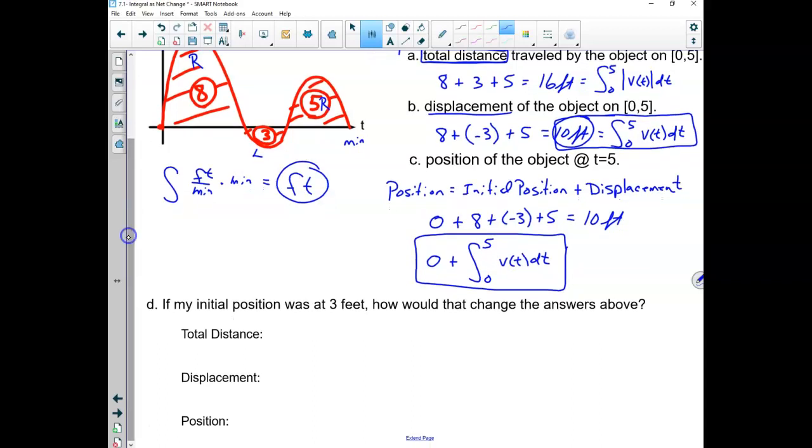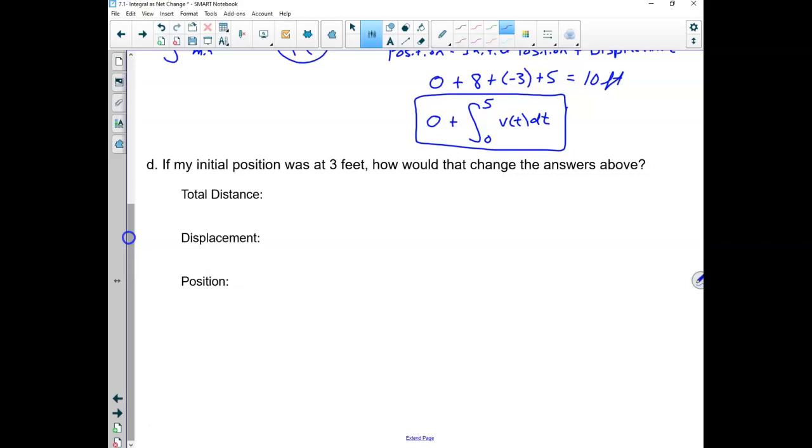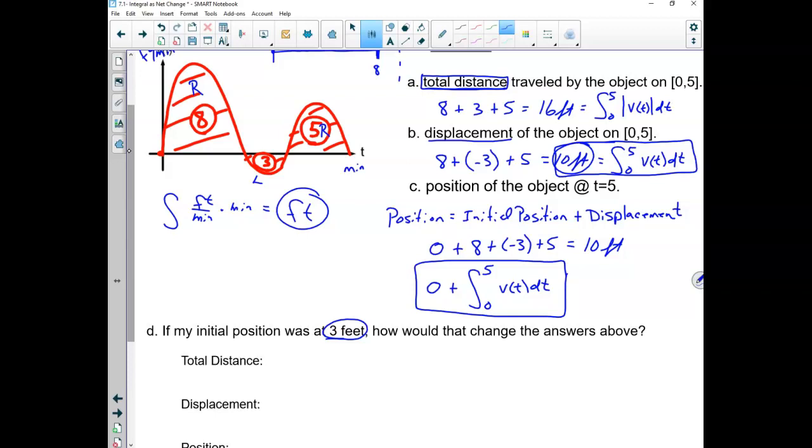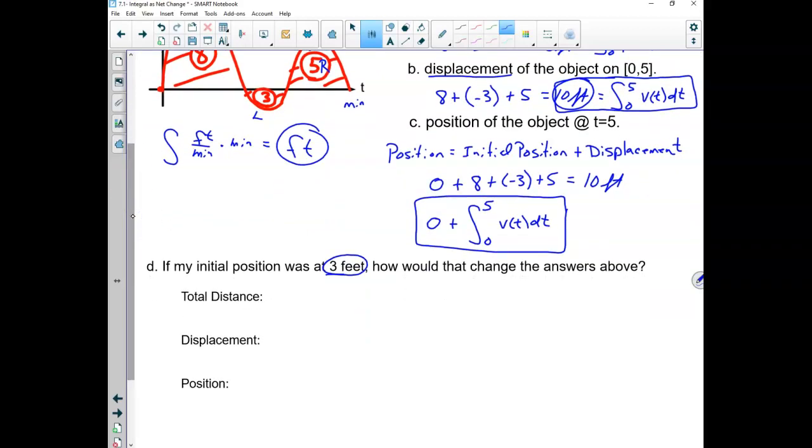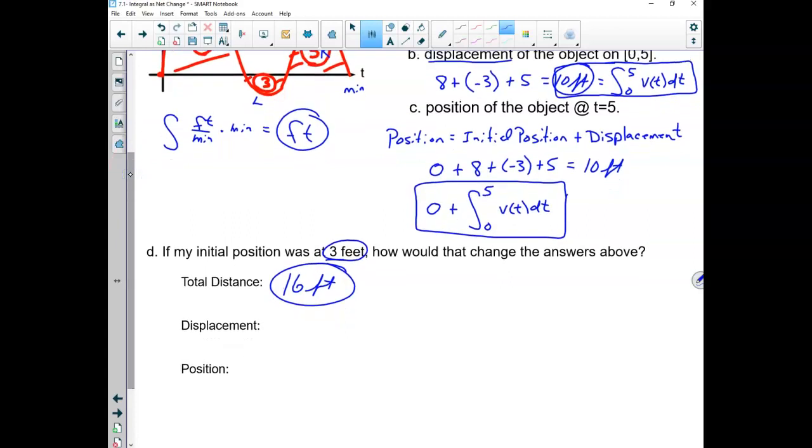Well, what happens to these things if my initial position was at 3 feet? So let's say I started at t equals 0, I was 3 feet to the right. How would that change the answers that I had above? Regardless of whether I started at 0 or I started at 3, and then I moved, what that graph shows, is that going to change the total distance I traveled? The answer to that question is no. I'm still going to travel a total of 16 feet, regardless of where I started. Is my displacement going to be different? The answer is no. My displacement is the number of units I have moved completely in relation to where I began. Whether I start at 0 or 3, I'm still displacing 10 feet, so that doesn't change.